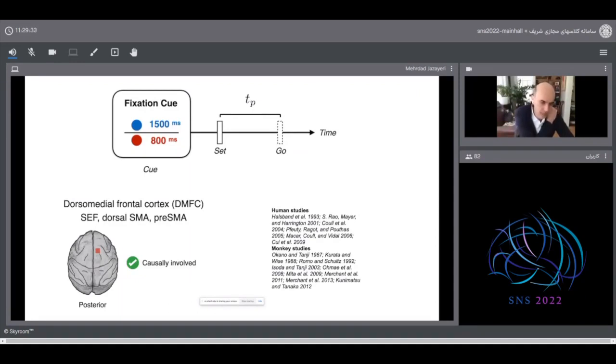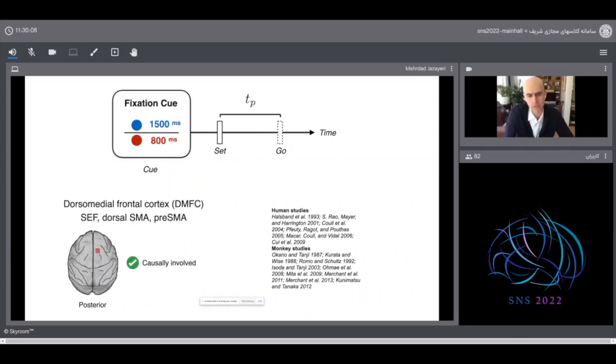So the first thing we did is that we actually inactivated this area in this Q-set-go task to make sure it's causally involved, and we verified that the inactivation of this area caused animals to become more variable in the timing task, even though they had no problem providing responses. And in this case, the responses were either a button press or making an eye movement to a target. So they had no trouble moving their eyes or hands, but their timing got impacted when we inactivated, which suggests that the DMFC is a node that is involved in timing.